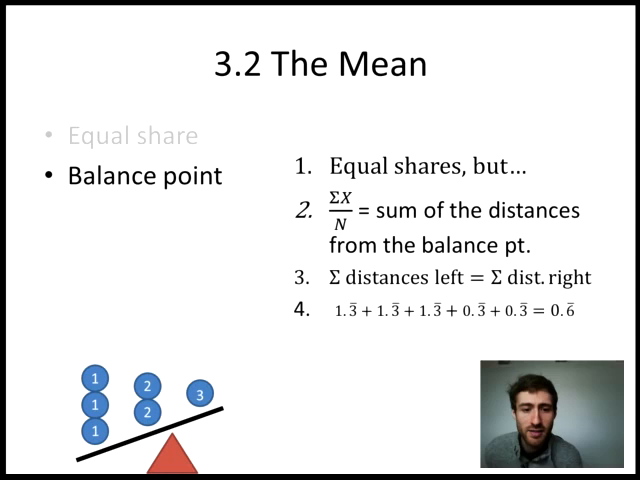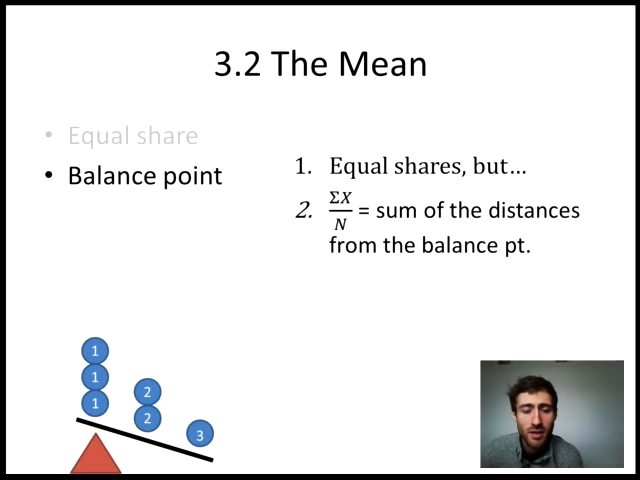What you do is you take the distances from each of the scores, and you add them together, basically, to find out the distance on the left versus the distance on the right. So on the left, we have 3 distances of 1 1/3, plus 2 distances of just 1/3. And then on the right, we have a distance of 0.6, or 2/3. And so in that case, the distances on the left are not equal to the distances on the right. And so we don't have a balance point.